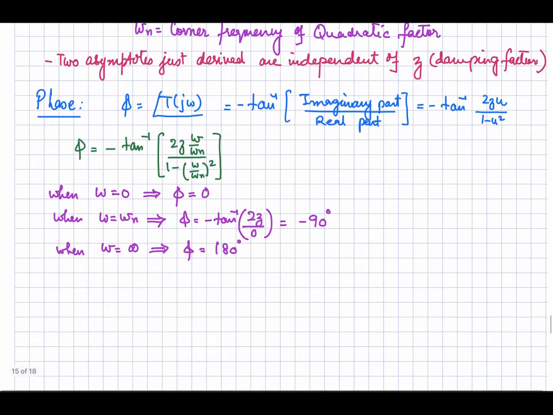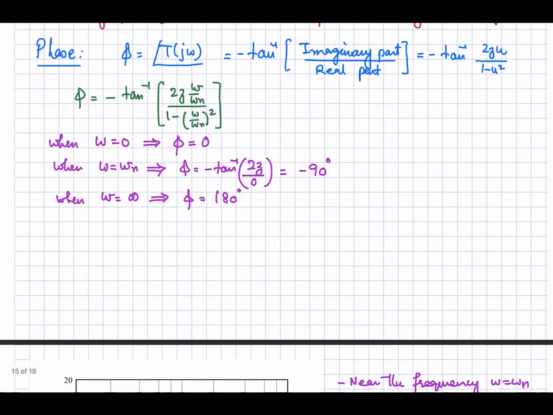Now let's talk about the phase. The phase is given as the tangent inverse of the imaginary part divided by the real part. So the imaginary part is 2 zeta u and the real part is 1 minus u square, and u is equal to omega by omega n. Using this we can define the phase of the second order system with the help of this equation. So if omega is equal to 0, this part will become 0, and this will be 0, so the phase introduced by your second order system will be 0.